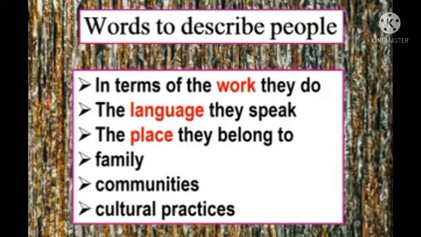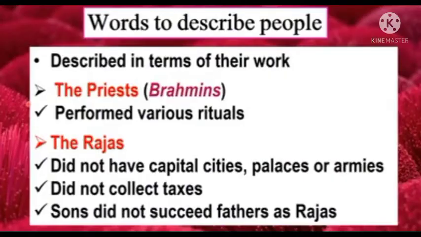Let us see some of the words used to describe people found in the Rig Veda. There are two groups who are described in terms of their work: the priests, sometimes called Brahmins, who performed various rituals, and the Rajas. These Rajas were not like the ones you will be learning about later. They did not have capital cities, palaces, or armies, nor did they collect taxes. Generally, sons did not automatically succeed fathers as Rajas.